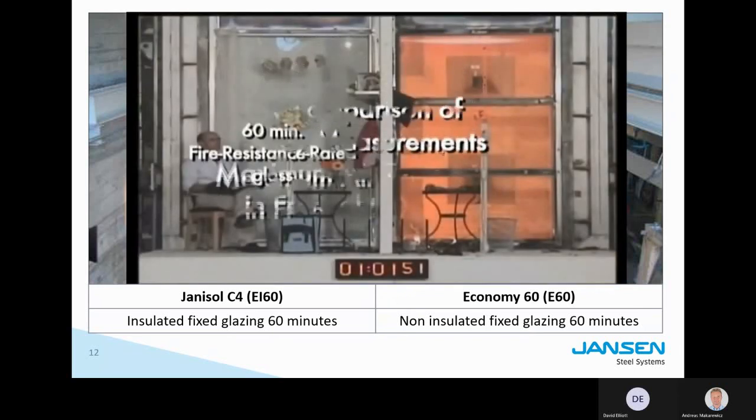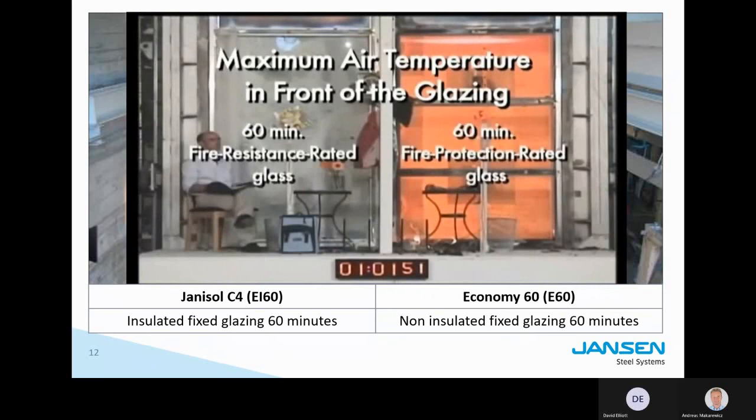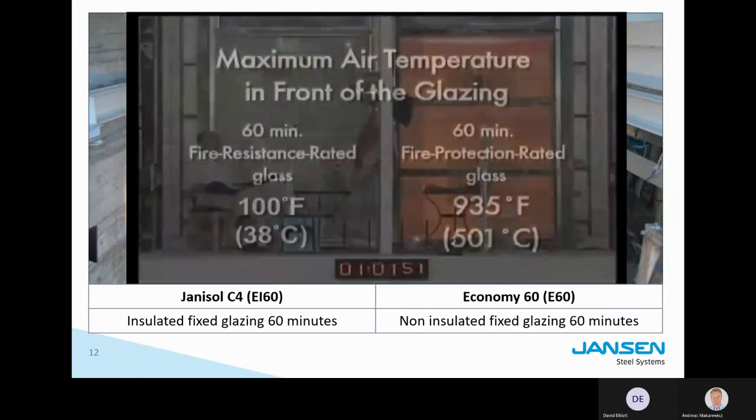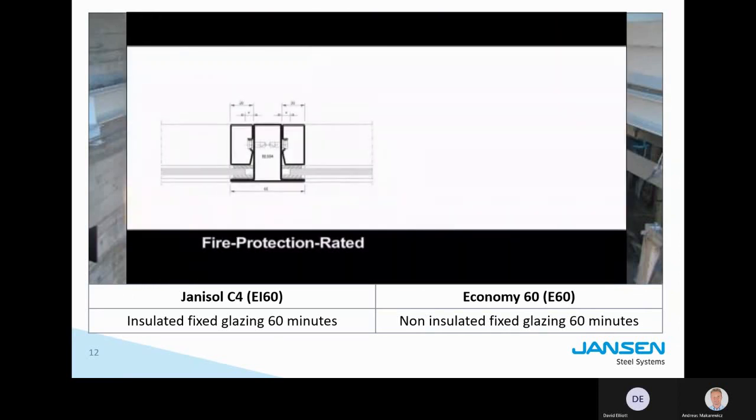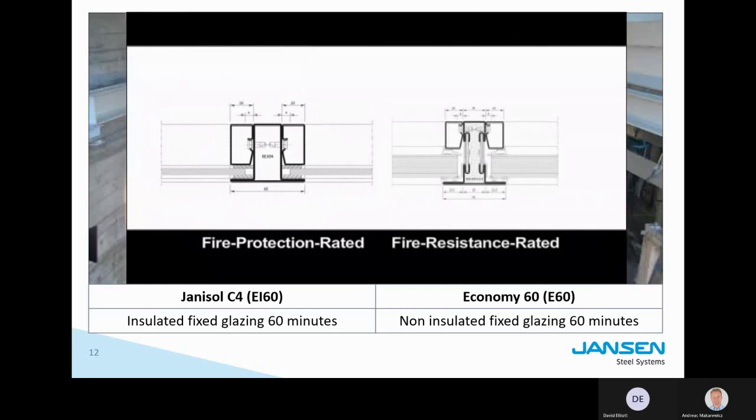Comparison of key measurements. Maximum air temperature in front of the glazing. 60-minute fire resistance rated glass, 100 degrees Fahrenheit. 60-minute fire protection rated glass, 935 degrees Fahrenheit. This dramatization depicts the extreme difference between the two types of fire-rated glazing components. Both types fully comply with current requirements set by the International Building Code as passive fire-rated building components.